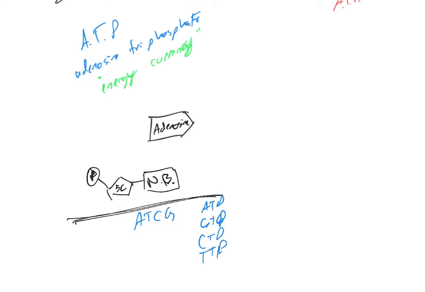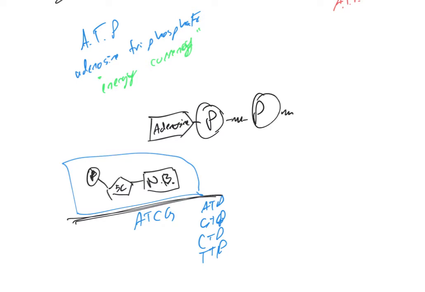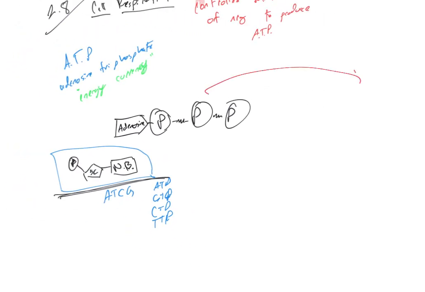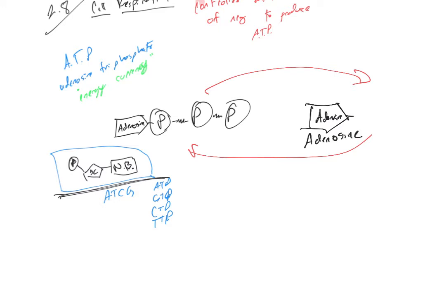So all these can form triphosphates, but the body uses adenosine phosphate. If I take this nucleotide and flip it around, we generally draw ATP like this: adenosine, a phosphate group, then a high energy bond, phosphate group, high energy bond, phosphate group. And ATP cycles with ADP. This is adenosine, phosphate, high energy bond, phosphate.